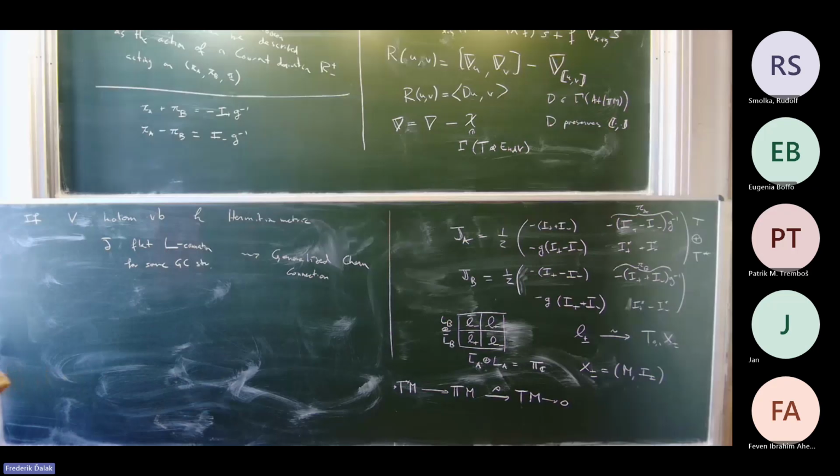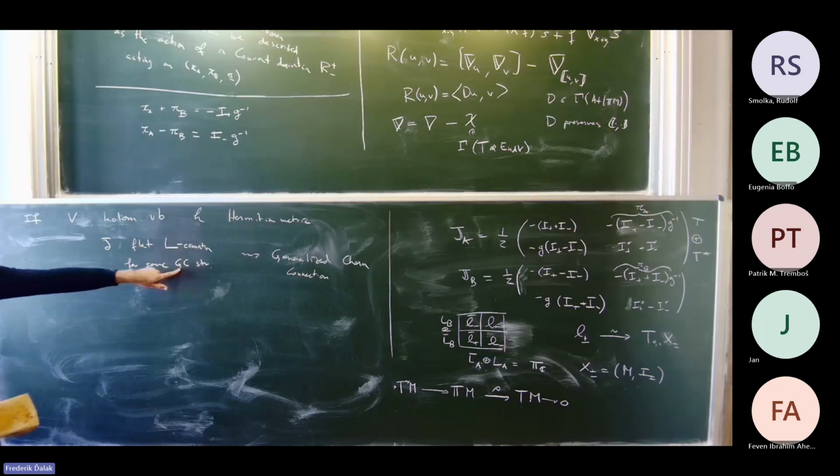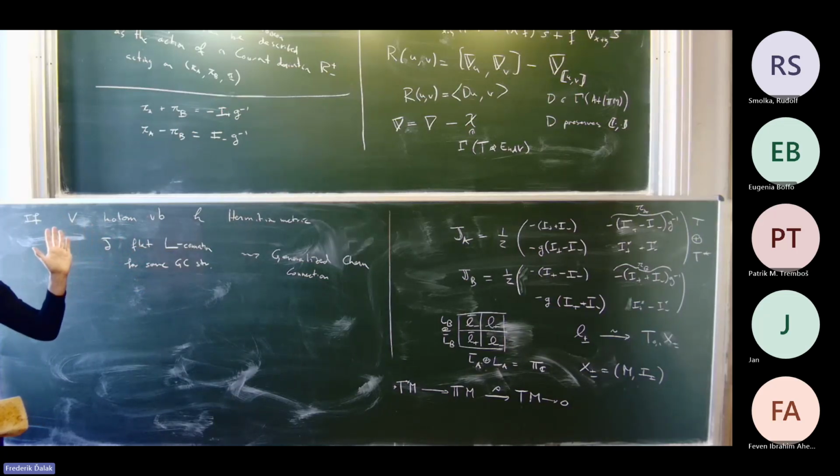When by L connection you mean that L is Lie algebroid? So whenever I have a generalized complex structure, it has plus i and minus i eigenbundles. Both of which are Lie algebroids. So it's a connection on this Lie algebroid corresponding to this plus i. It's a Lie algebroid connection. Yeah.